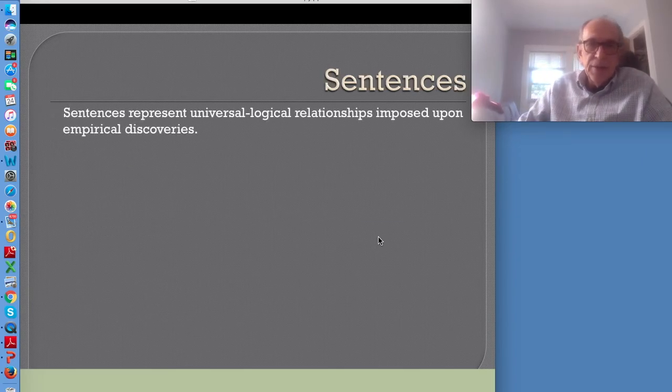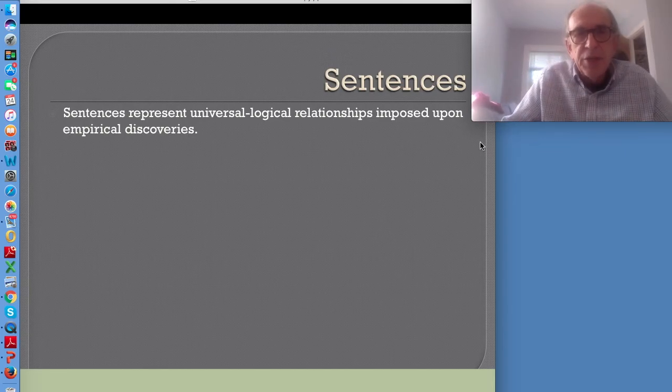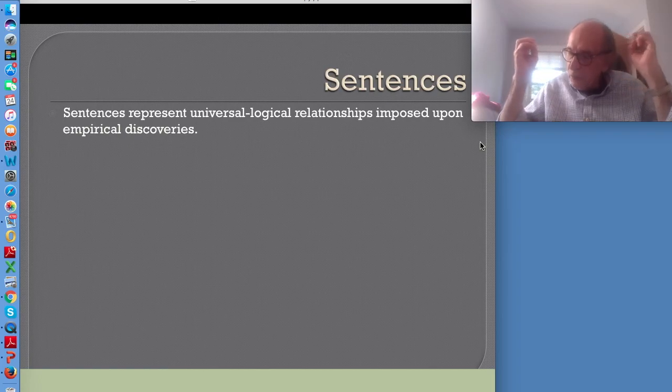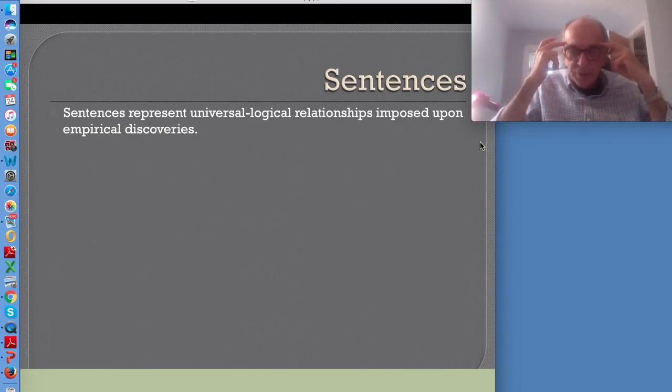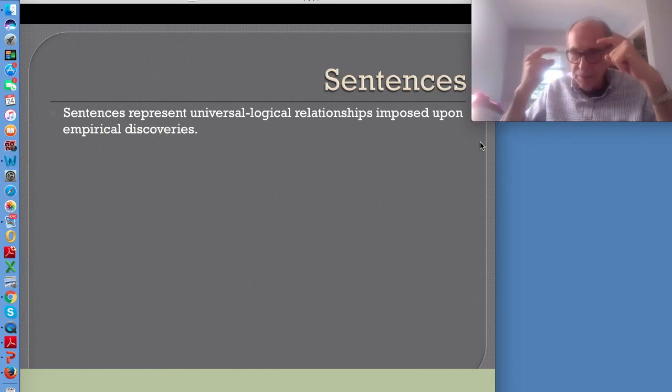Now let me say this again in another way, but the same thing essentially, as I'm being a little redundant here perhaps. Sentences represent universal logical relationships imposed upon empirical discoveries. That is, the child represents objects in their environment and experiences that they have. That's empirical, coming from their experiences interacting with family and the environment, friends, etc., people and objects, but they also make relationships among these individual things, because everything is individual out there, or that is ultimately represented in the mind. The computer is something, the table is something, the wall is something, a ladybug is something, mom is something. They're separate individuals.